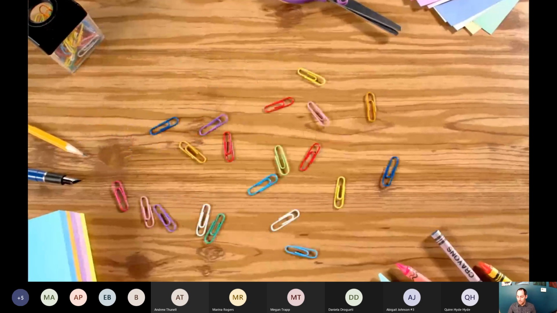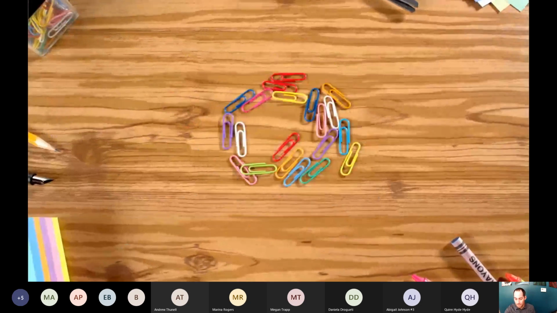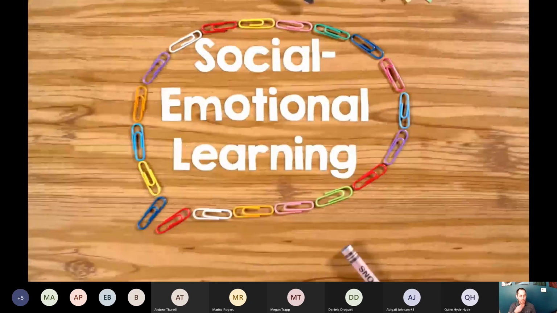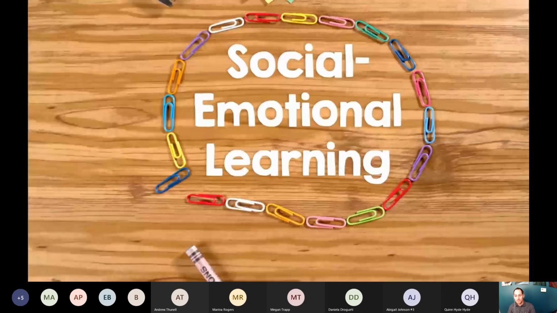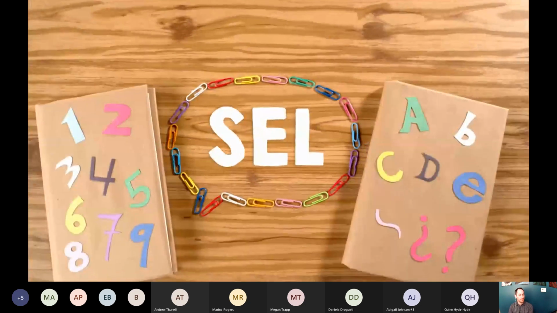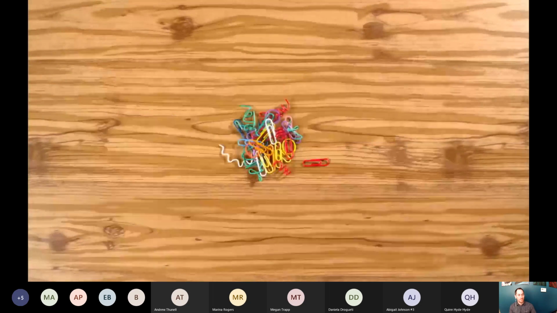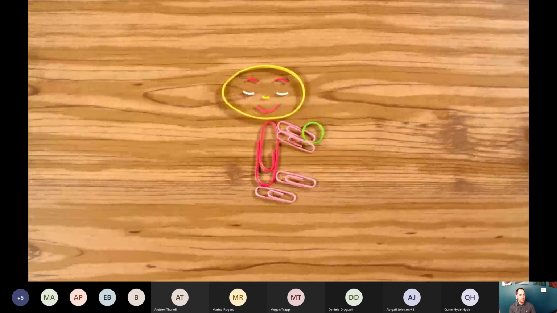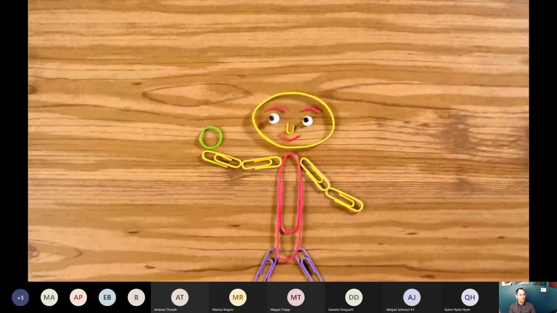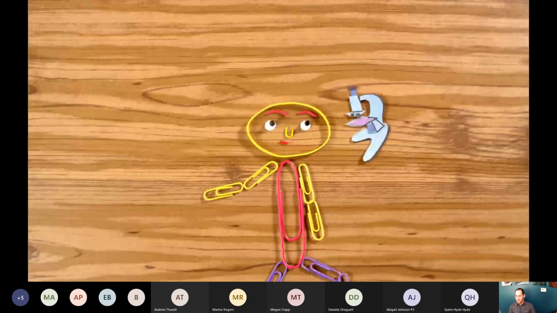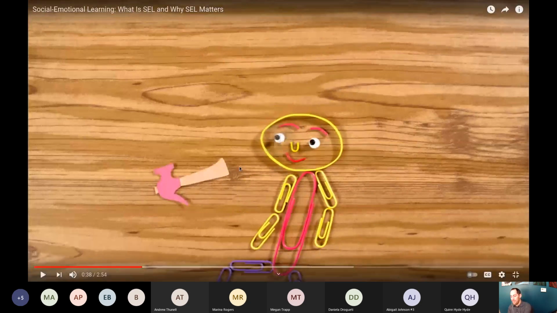There's a lot of talk these days about SEL, social emotional learning. But what exactly is it? Social emotional learning is the process of learning social and emotional skills, and it's just as important as learning reading or math. This learning process is most effective when it begins early and continues through high school. Social emotional skills are essential for success in school, work.